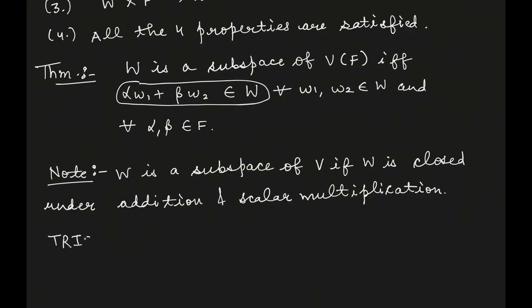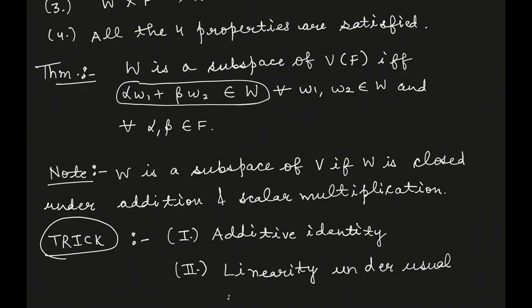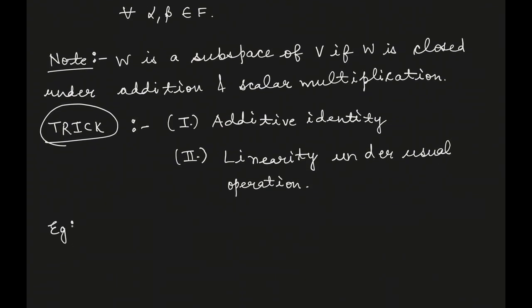Now a small trick to check a subspace. Firstly, it should have additive identity. Second thing, linearity. This trick is valid only under usual operations. If the operation is unusual, then I cannot apply this trick. Let us discuss some examples for this.